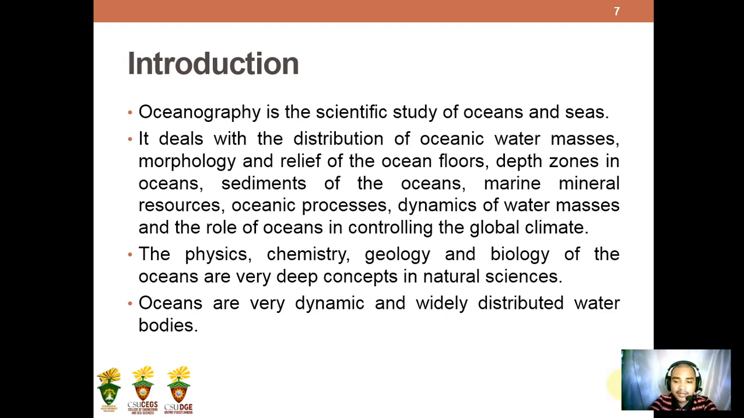So these are the concepts that can be discussed in oceanography, especially in studying the oceans, including their physics, chemistry, geology, and so on. And as we all know, oceans are very dynamic. They move, they are not static. There are waves, currents, tectonic plate motions, and so on. So oceans are very dynamic and widely distributed water bodies. They are not in just one place; all around the world there are water bodies.